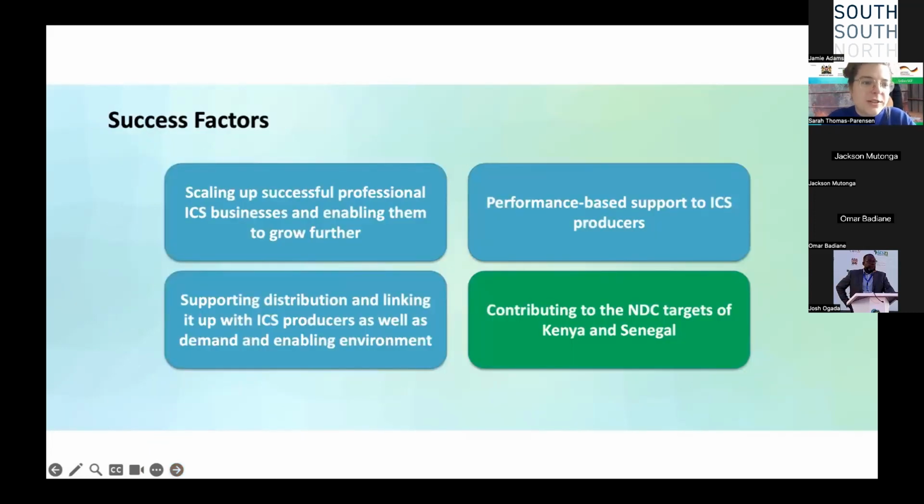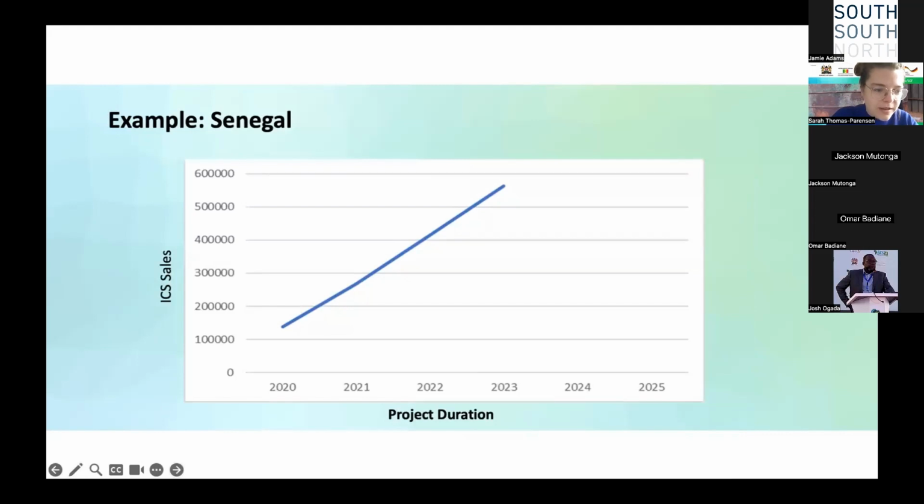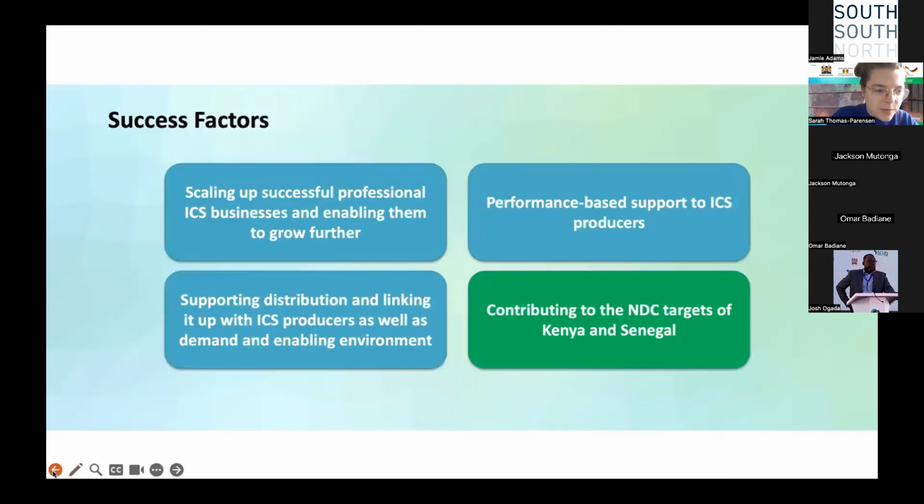Then what are the success factors of the approach? So I think these are maybe the three to four key success factors of the professionalization approach. On one hand, you basically focus on the professional ICS businesses that are already in the market, businesses that produce improved cookstoves and are already there and successful. So it's basically a performance-based top-up. Thereby, you support the players that are already in the market and that have the potential to scale up bigger. Then, as said, the second one is that it's performance-based.